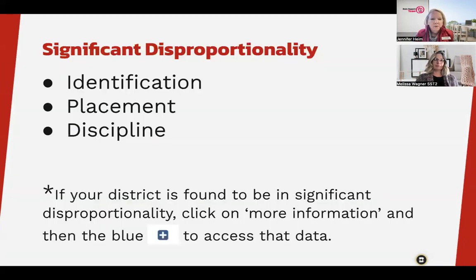And then to move on to significant disproportionality, it looks at the areas of identification, placement, and discipline. If your district is found to be in significant disproportionality, in the profile you'll want to click on the more information button. And then all the way to the right, there's a plus sign highlighted in blue that will access that data for you. So you can take a look at that data to see which of those subgroups you might be significantly disproportionately identifying or placing or disciplining students.